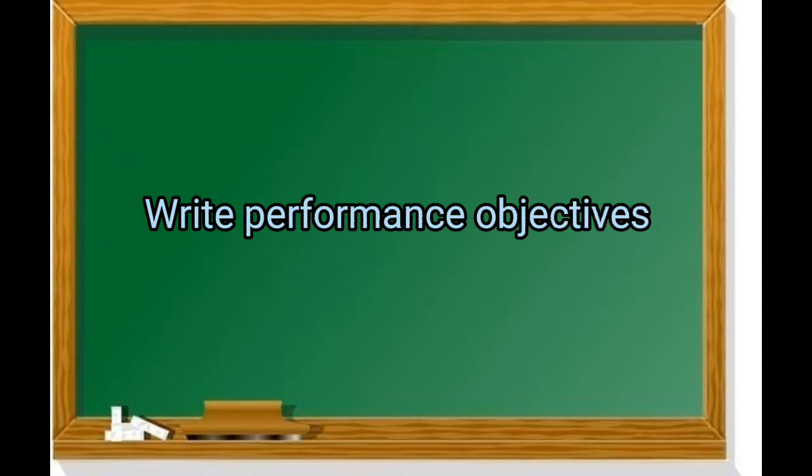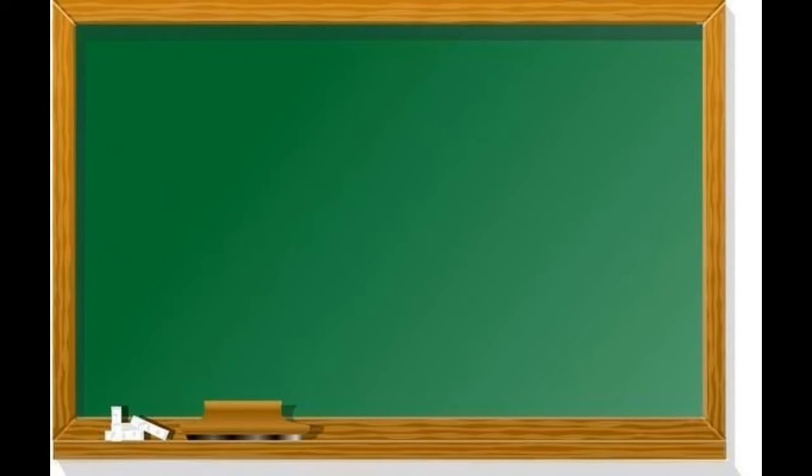There are 7 ways on how to analyze learners and context. First, write performance objectives. As a teacher, it is important to write a specific statement of what the learner is able to do after they complete the instructions. Thus, it is important to identify the skills, conditions, and the criteria for successful performance.